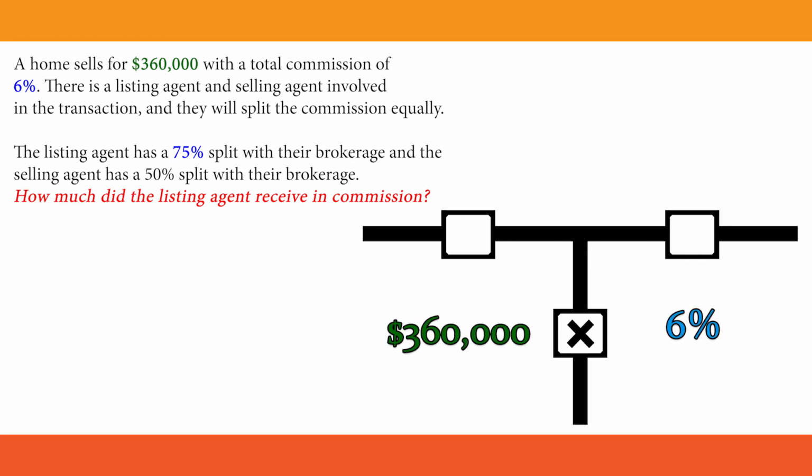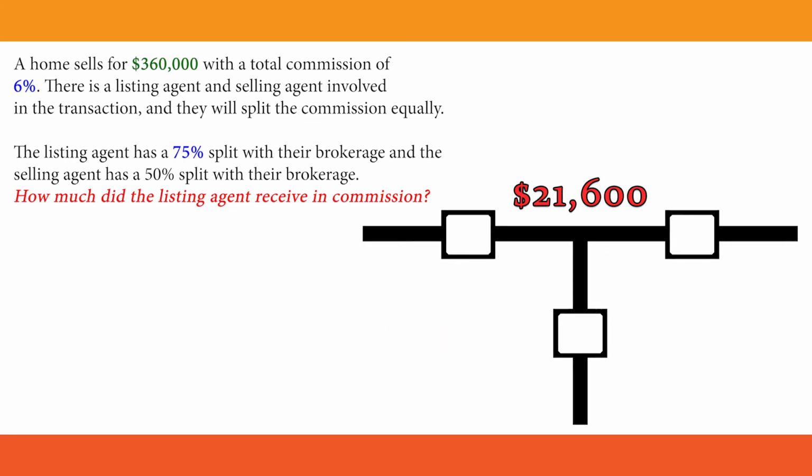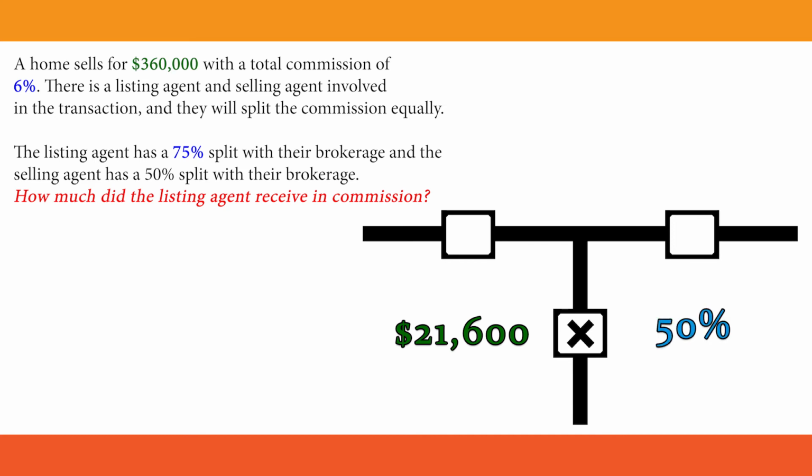$360,000 multiplied by 6% equals $21,600 total commission. We will take this one step further to find the listing agent's portion. When commission is split equally, you know they each receive 50%. $21,600 multiplied by 50% equals $10,800 for listing side commission.